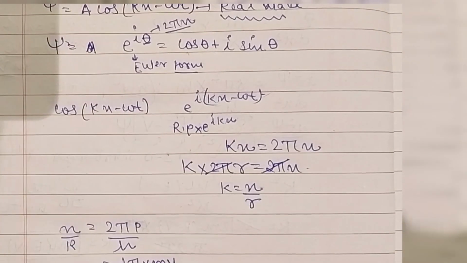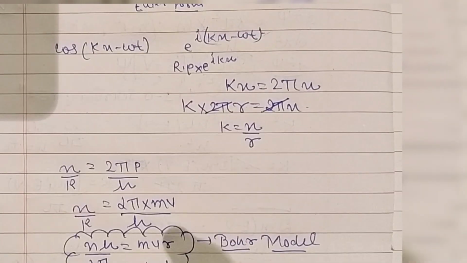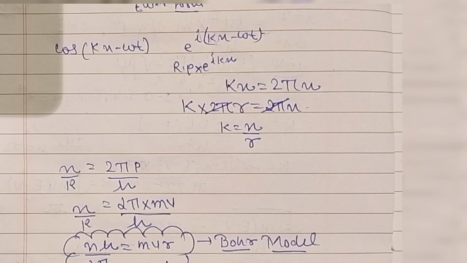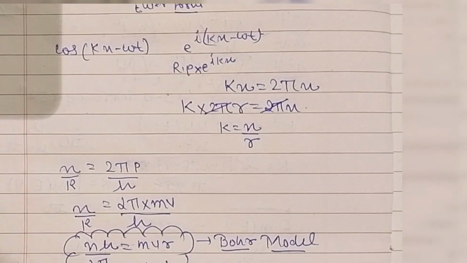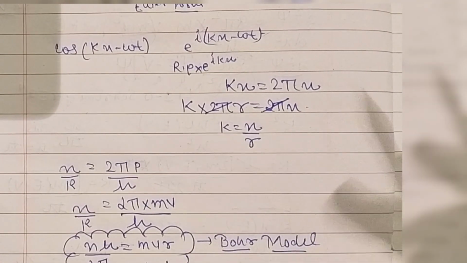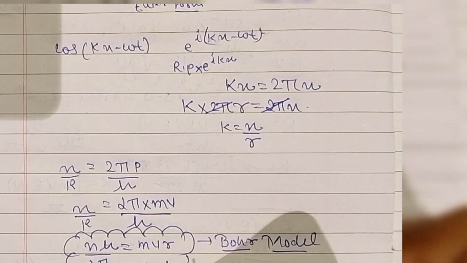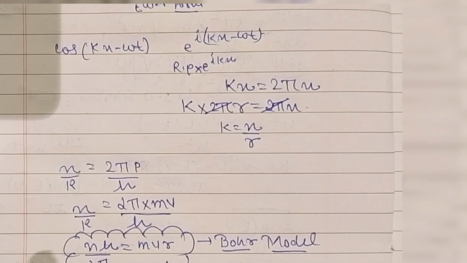So Bohr said this mvr is equal to nh upon 2 pi, and many students start worrying: how will we find the radius? The actual formula is a naught into n square by Z, which is very different. So I will also tell you the way to find the radius. So let's begin to find the radius.